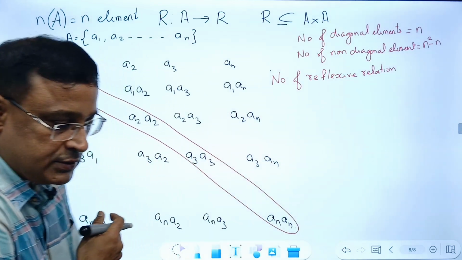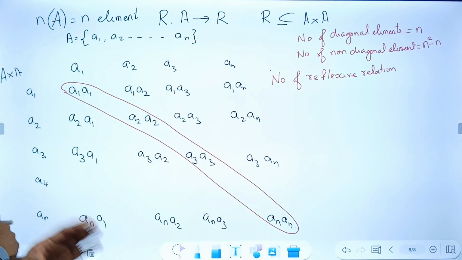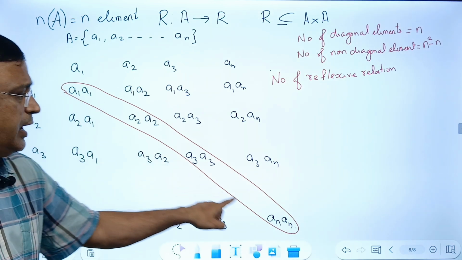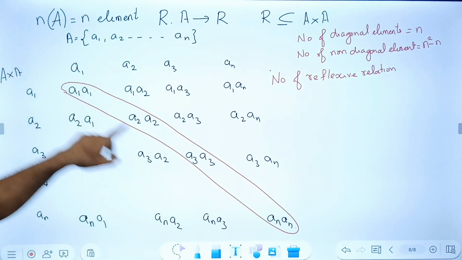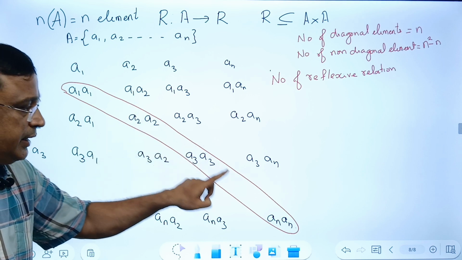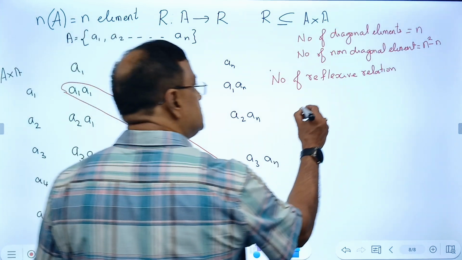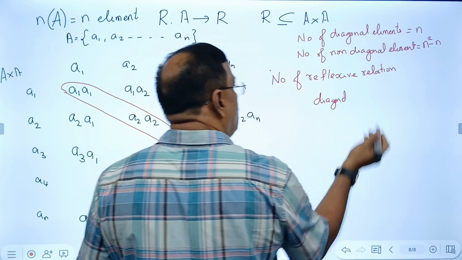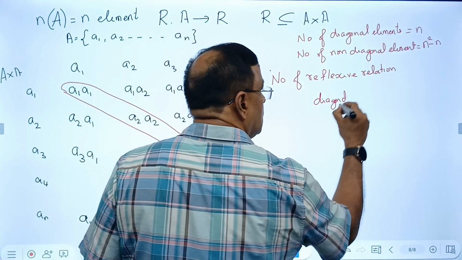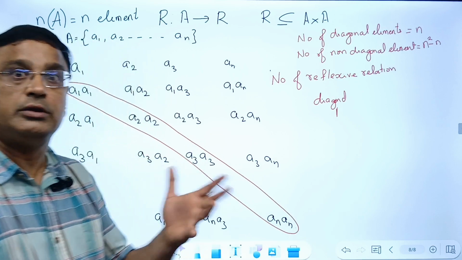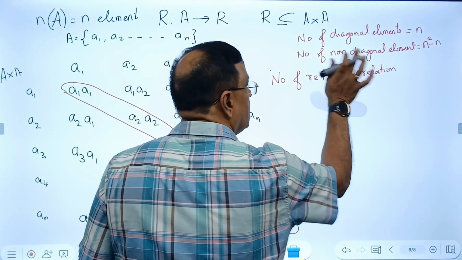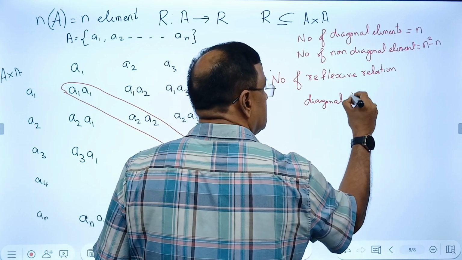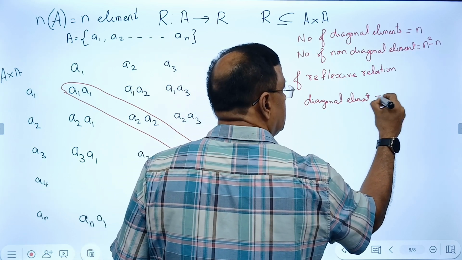In the number of reflexive relations, definitely the diagonal elements must be there, correct? There's only one way: A11, A22, A33, ANN must be there. So diagonals must be there. Diagonal is compulsory. And how many ways can you select all the diagonals? Only one way, correct? You have to select all the diagonals. Diagonal elements can be selected in one way.